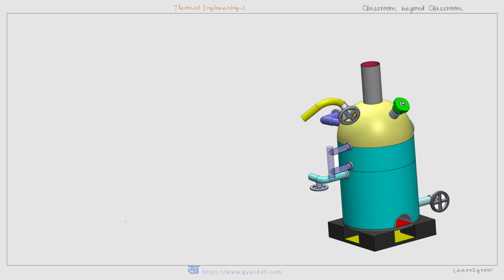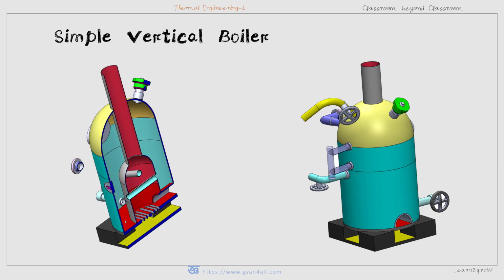So let us understand the construction and working of a most simple type of boiler. The boiler we are going to discuss is called the simple vertical boiler. So this is a 3D model of a simple vertical boiler. The model is prepared for understanding the construction and working principle only, and it may not be as per the technical specifications in terms of dimensions and exact position of different parts.